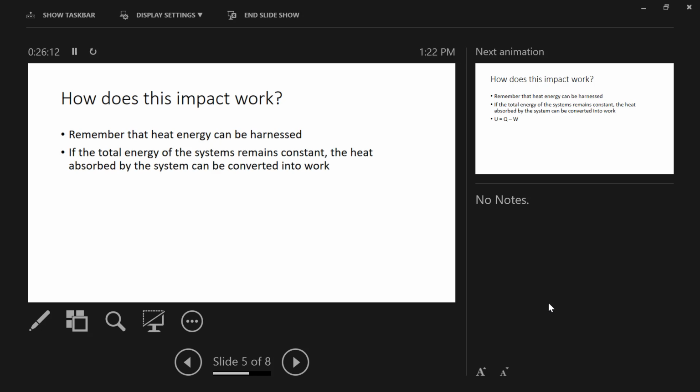So, if the total energy of the system remains constant, which is what we're going to assume for simplicity's sake, then all of the heat absorbed by that system can be converted into work. Again, we're going to assume things for simplicity's sake that aren't necessarily true, but it keeps it simple. So we assume that the total energy of the system remains constant, and any heat absorbed by the system can be converted into work done by the system.